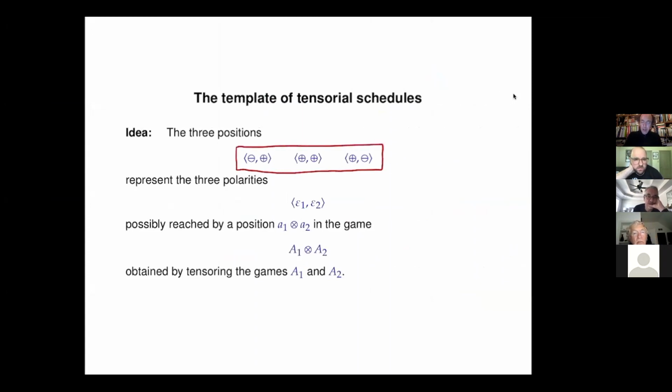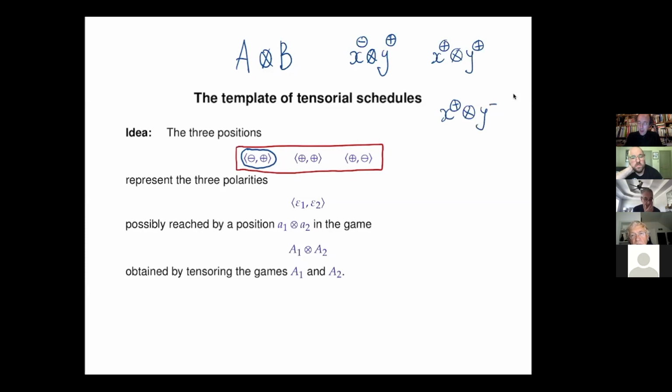So when you have A tensor B, if you take a state X tensor Y of A tensor B, it can only be of these polarities. It has to be either minus and plus here, so X is of polarity minus and Y is of polarity plus, or both of them are plus. So what I'm describing is really all the possible polarities in a tensor product.